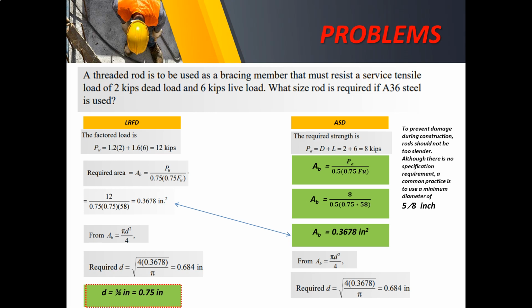So we have here the notation. To prevent damage during construction, rods should not be too slender. Although there is no specification requirement, a common practice is to use a minimum diameter of 5/8 inch. Now 5/8 inch is around 0.625.